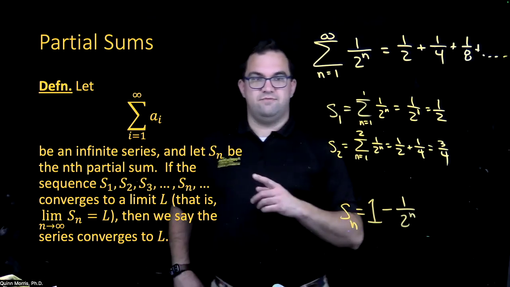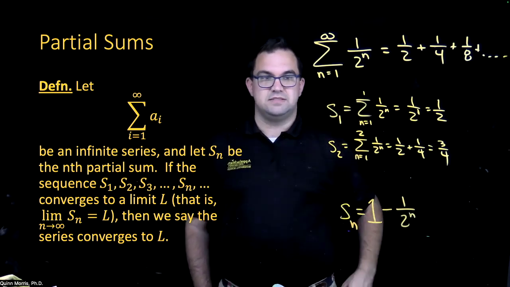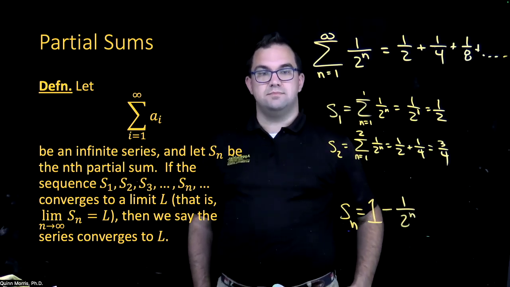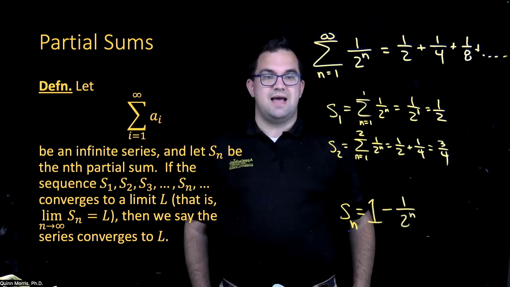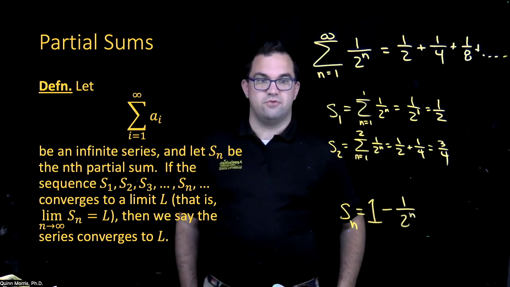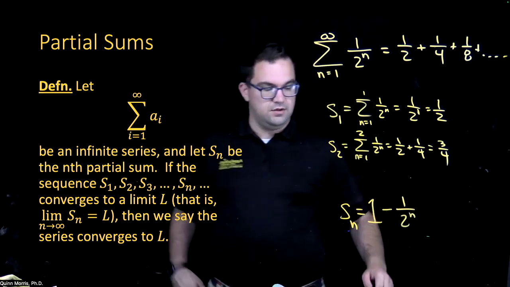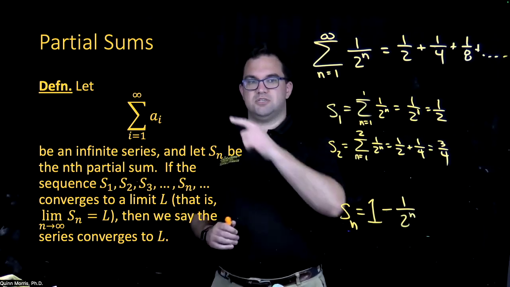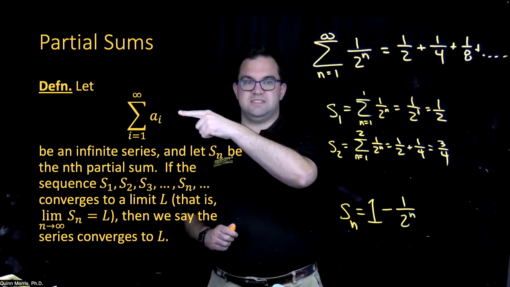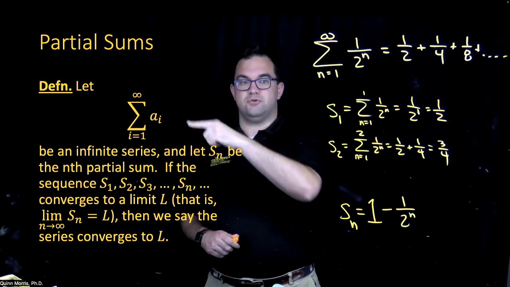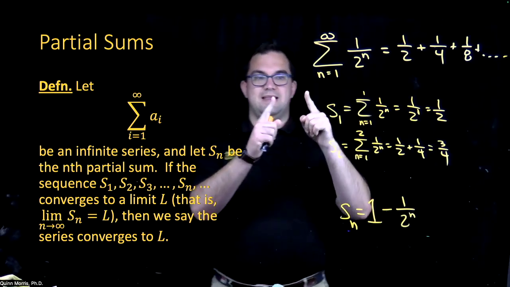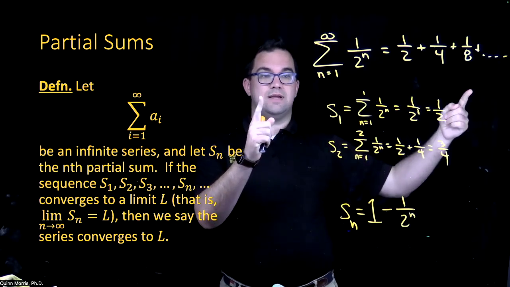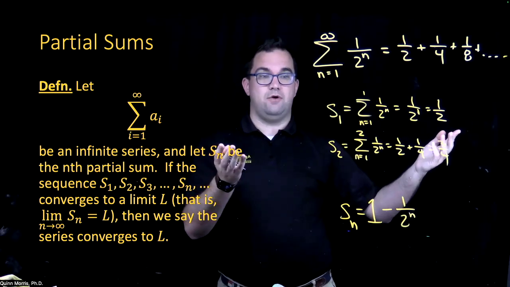Well, if we have an infinite series and we have this sequence of partial sums, then if that sequence of partial sums converges to a limit, we say the infinite series converges to that limit as well. This is a definition that tells us what we mean by the infinite series. We mean that the infinite series converges if, as we expand the partial sum to include more and more terms, that sequence approaches some finite value.